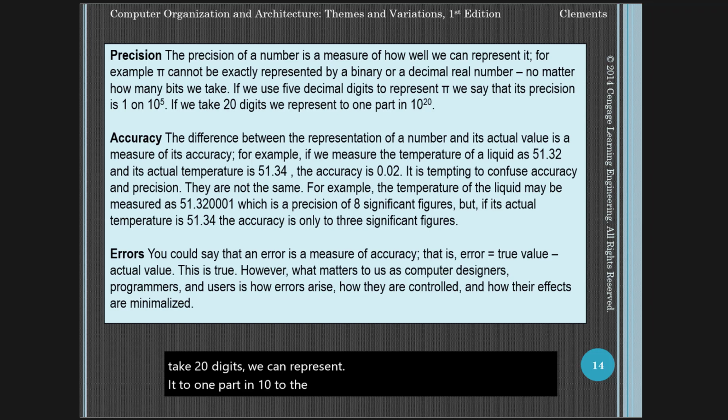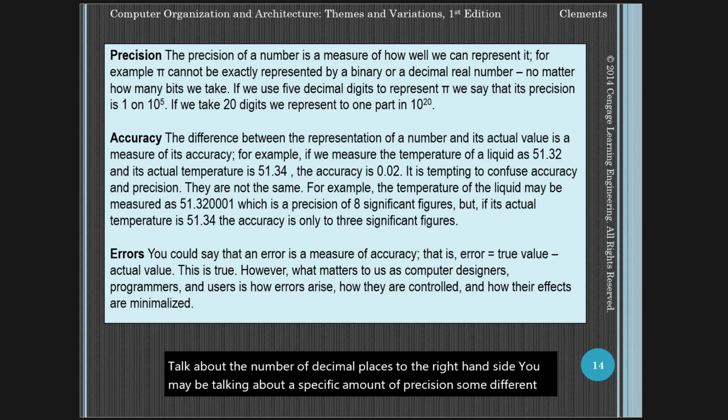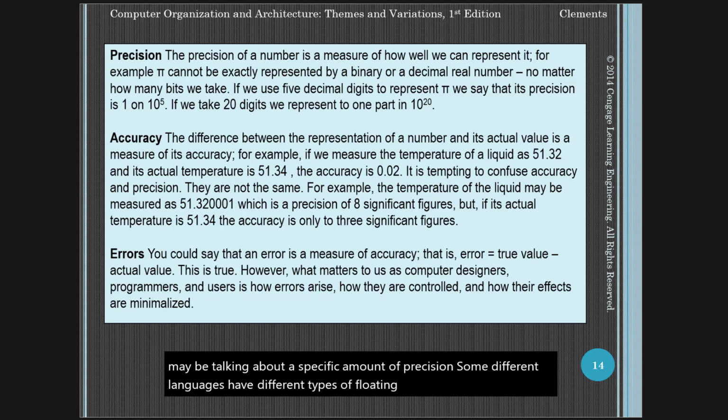So a lot of times we talk about precision in terms of decimal places, right? So when we want to talk about the number of decimal places to the right-hand side, you may be talking about a specific amount of precision. Some different languages have different types of floating point numbers that have different types of precision, and you would use each one under specific cases where you needed more or less accurate precision.